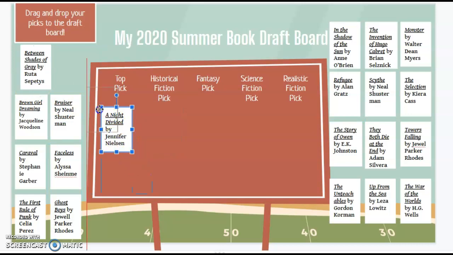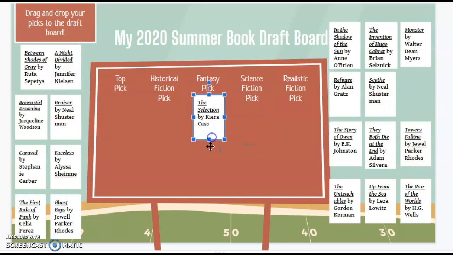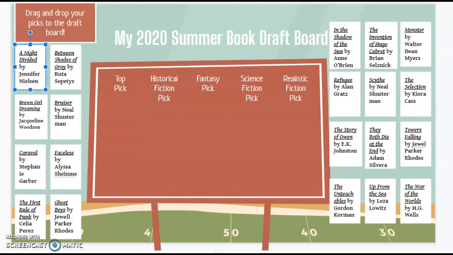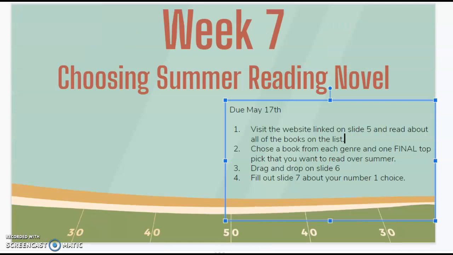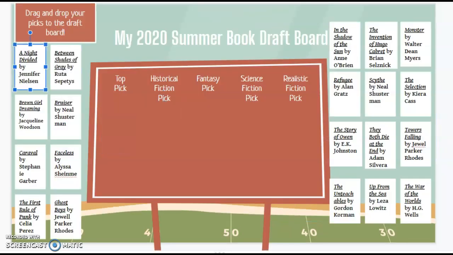So you don't have to read all 5 of these. Your top pick is going to be the one that you're choosing to read over the summer. But the selection, I love this one. This one would be a fantasy novel. So pick one from each genre, but your top pick is the one that you are choosing to read over summer. I just messed all those up. Oops. Okay.